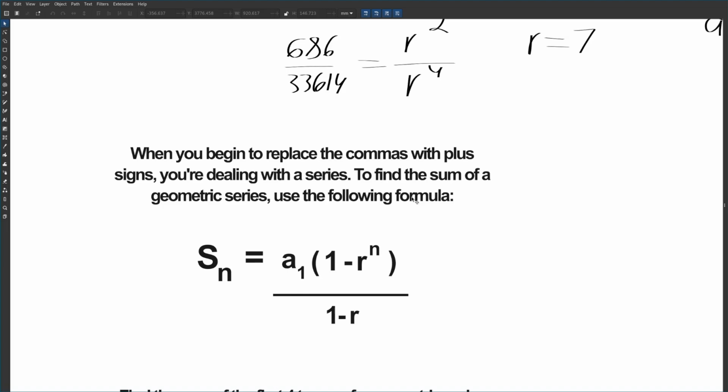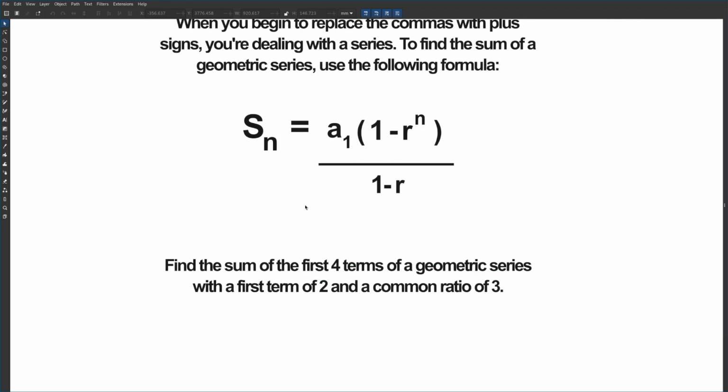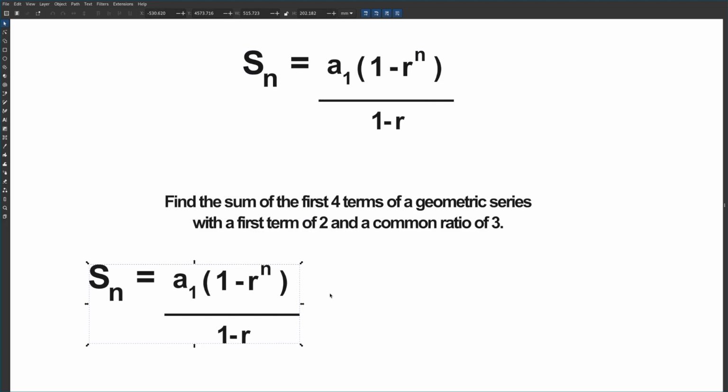To find the sum of a geometric series, use the following formula. The sum of the first n terms is equal to a sub 1 times the quantity 1 minus r to the n, close parentheses, all divided by 1 minus r. Let's start using this formula. We can drag it here to help us.